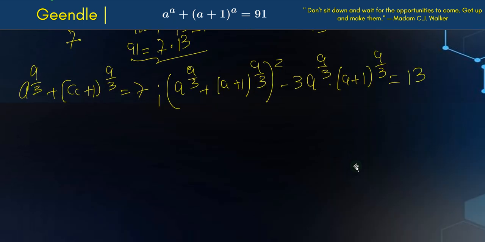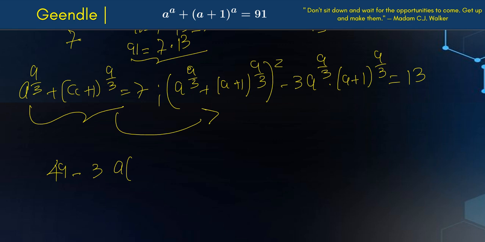Okay, so now let's replace this one here inside of this. So this is then going to be 7 squared here, which is 49 minus 3, and here we have different bases and powers. So we have a, which multiplies (a plus 1) to the power of a, all to the power of a over 3, right? And this is equal to 13.